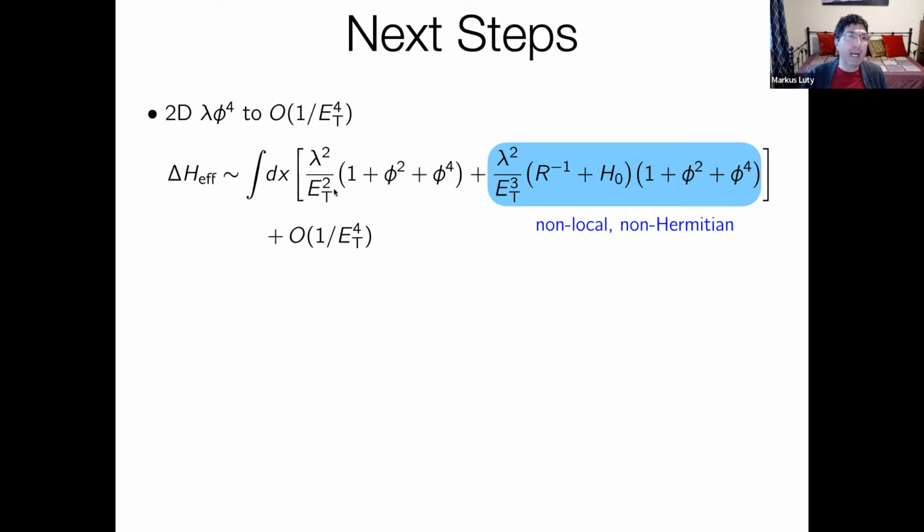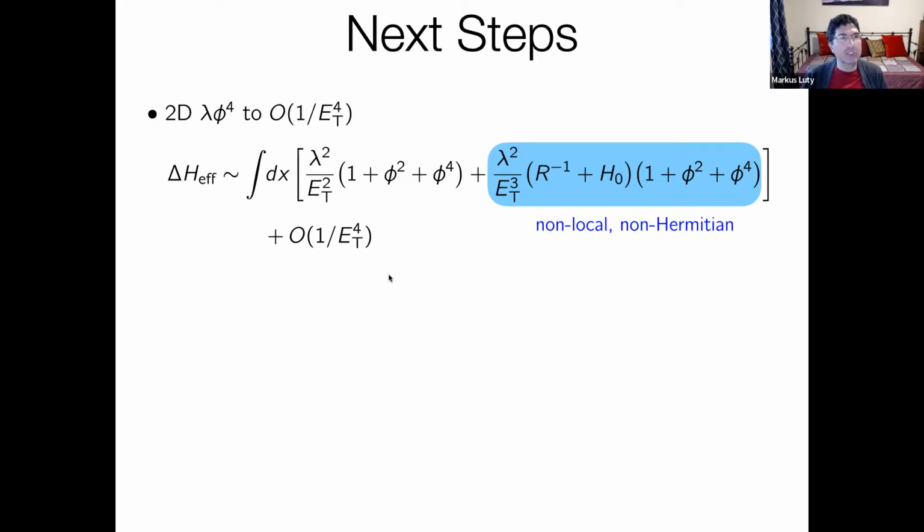Well, the reason I care is because the terms we already computed are local and Hermitian. Even though I advertised all this non-locality and non-hermiticity, these terms happen to be local. So you might say it's going to fail as soon as you have non-locality and non-hermiticity coming in, but that's what's happening here. These terms are both non-local and non-Hermitian.